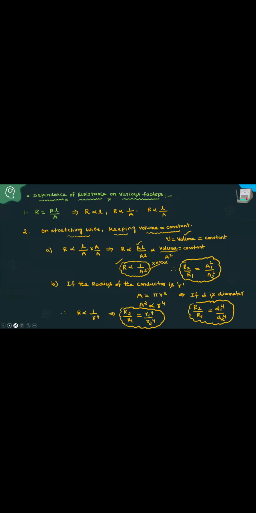Next, see the third observation here. Let L be the original length of the conductor. Corresponding to the original length of the conductor, the resistance is R1, students.